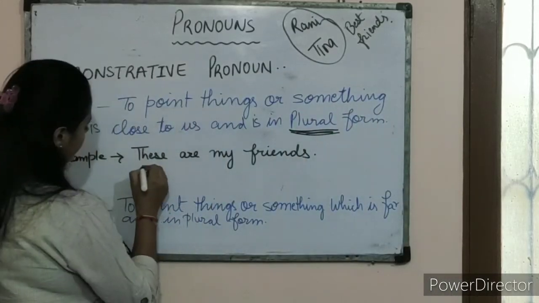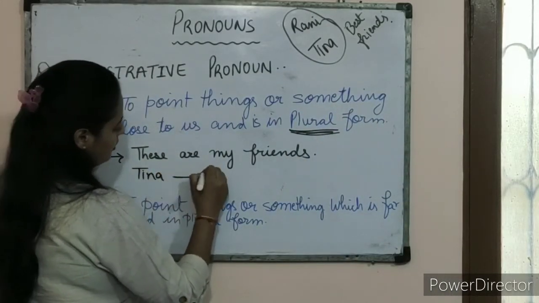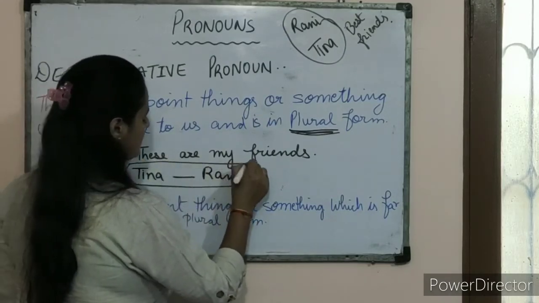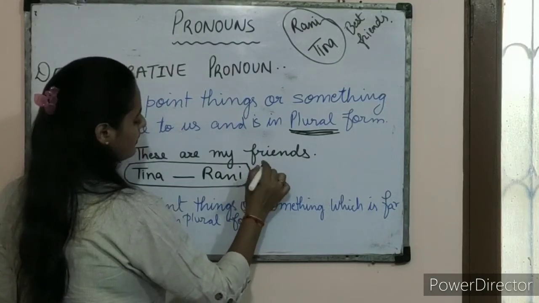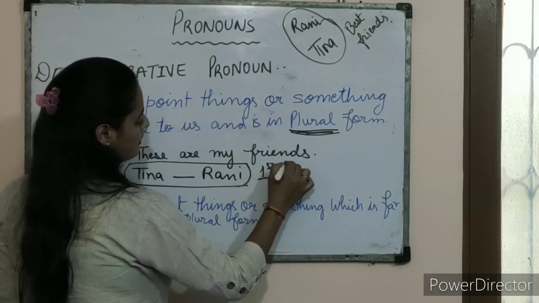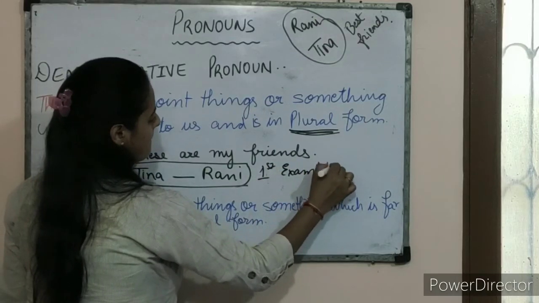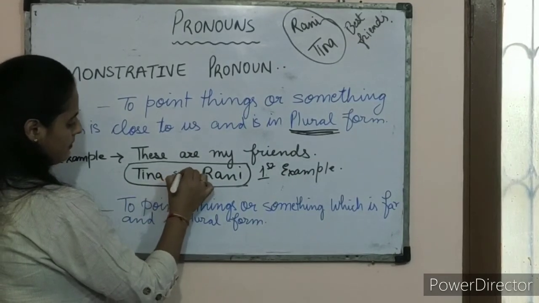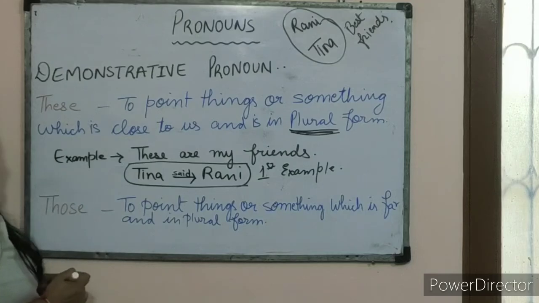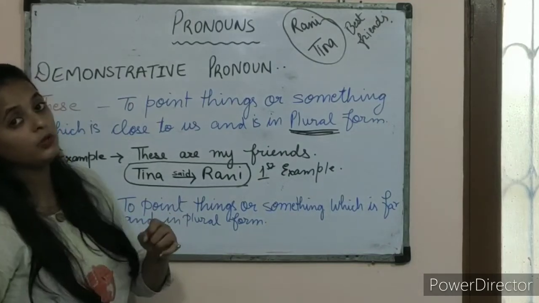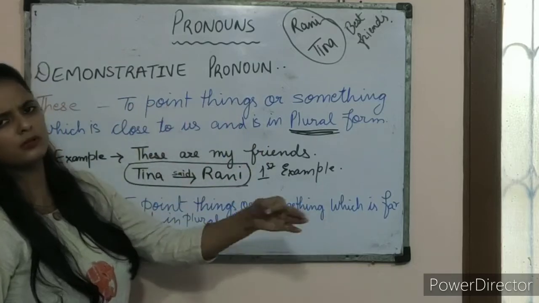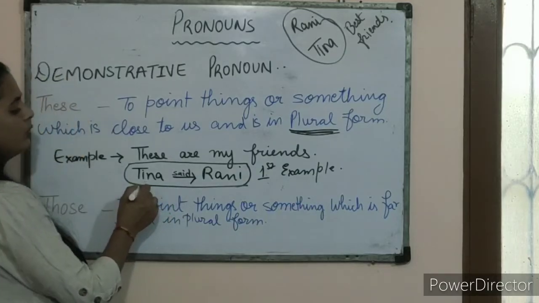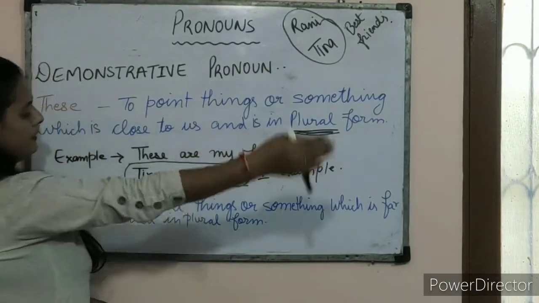So I will write here Tina to Rani. This is the first example, right? Tina to Rani. Tina said to Rani, what she said? These are my friends. Pointing to what? Pointing at the friends, or her friends. They were standing, and Tina pointed to them and told that these are my friends.